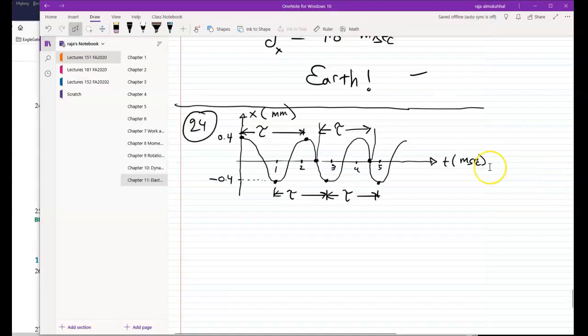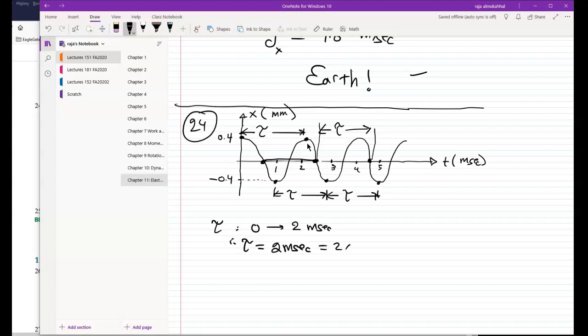You got that? Simple. So here the period, you can also go from here all the way to here, if you will. But anyway, let's say from peak to peak. So let's start from the 0 right here to here. That's going to be from 0 to 2 milliseconds. Therefore, the period is equal to 2 milliseconds, or 2 times 10 to the negative 3 seconds. There we go. That's the period.